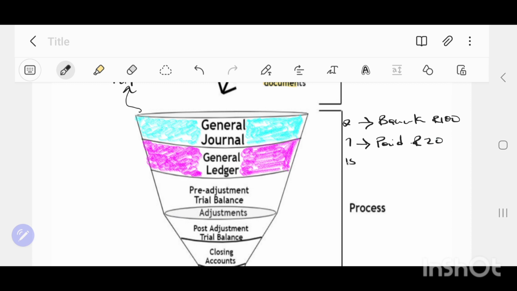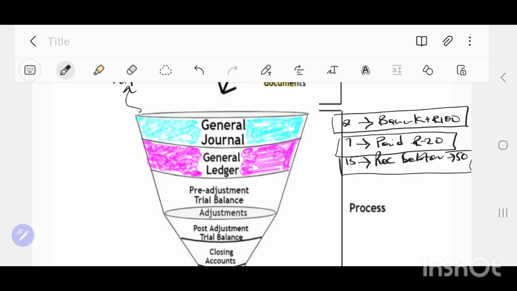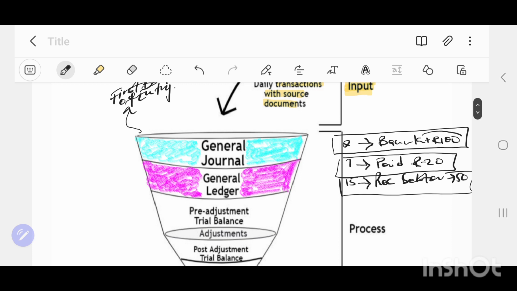And then maybe 15, you'll be told that you received money again from a debtor or a receivable, and maybe let's say he gave you 50 rand. So in a general journal, you would record these transactions as they happen using the right accounts. And then in the general ledger now, you will take all these amounts and then add them together.